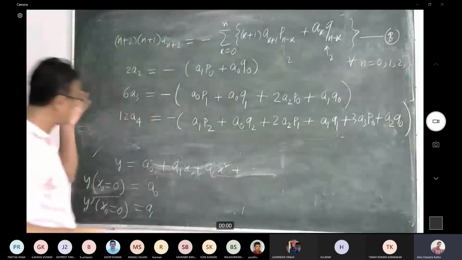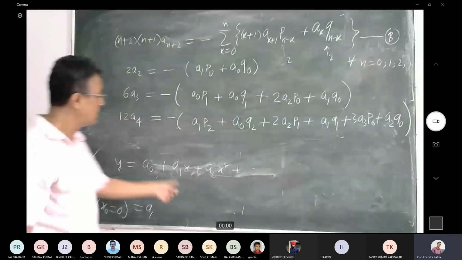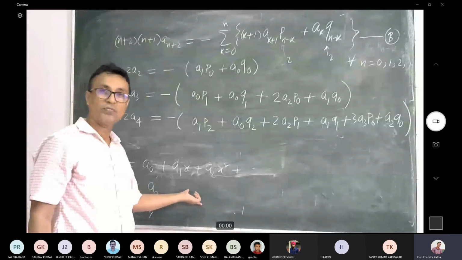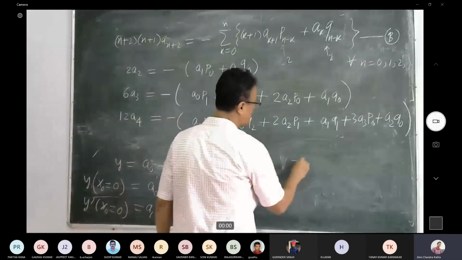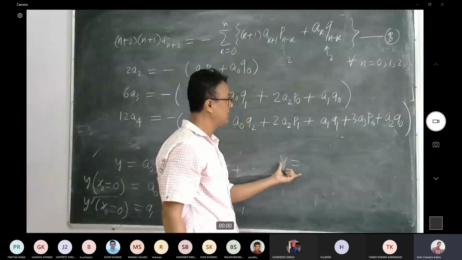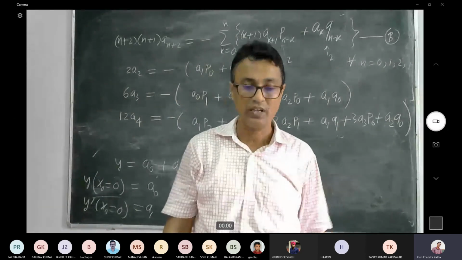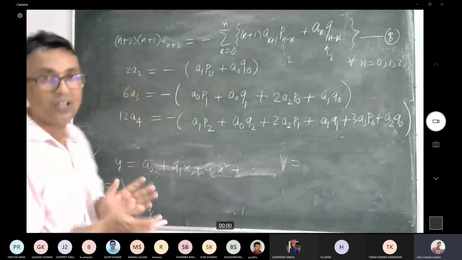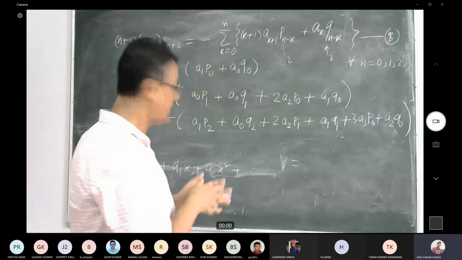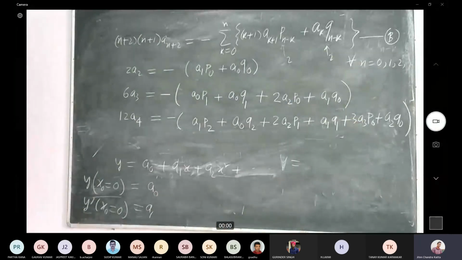So in tomorrow's class, I am going to prove that the radius of convergence of the series for y is the same as the radius of convergence for px and qx. Okay, I was thinking that I will be able to cover many things, but it takes time. Okay, so then I will meet you in tomorrow's class.